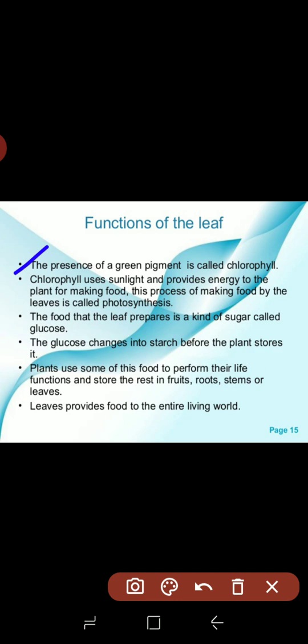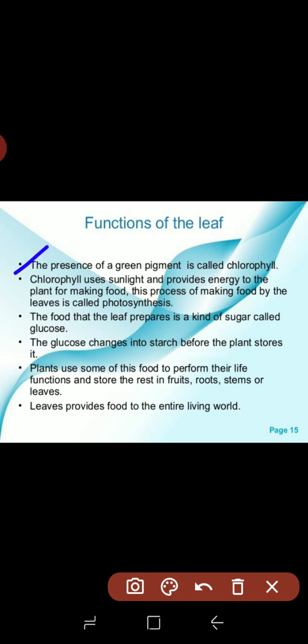Now the food that the leaf prepares is a kind of sugar called glucose. The food prepared by the plant is glucose, in the form of carbohydrate and starch. They store that food in the form of carbohydrate and starch. The glucose changes into starch before the plant stores it. Now the plant uses some of this food to perform life functions and stores the rest in fruits, roots, stems or leaves.